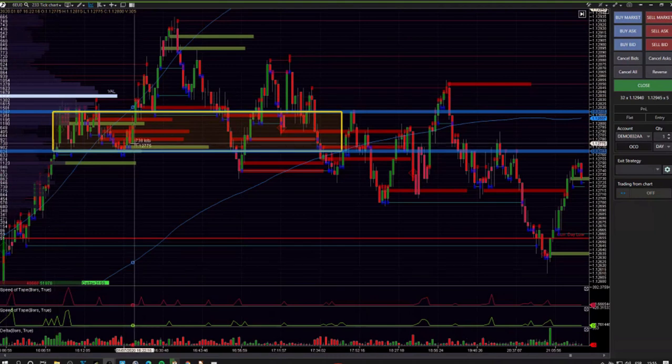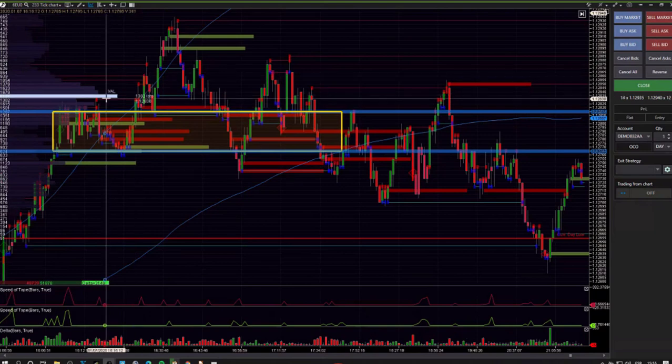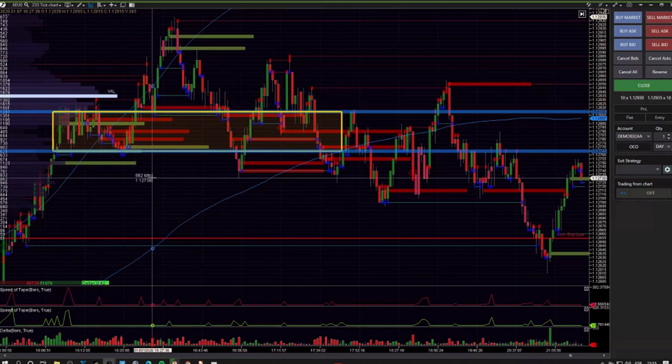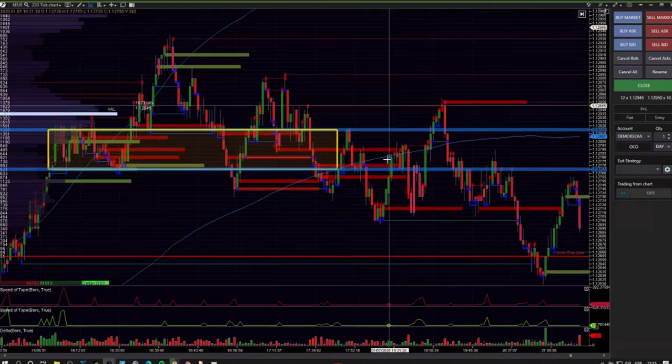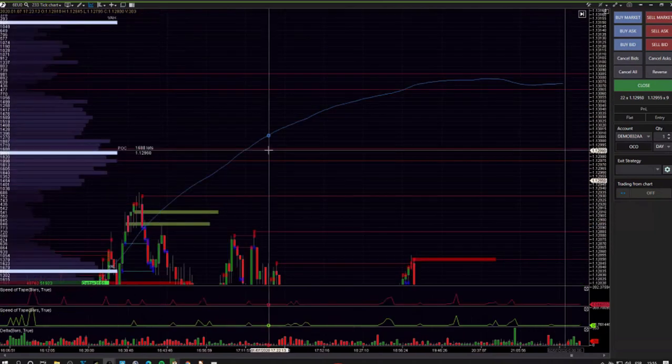So what happens when prices go outside these value areas? They move very fast because they probably have no resistance at all. That's the importance of volume here. That's why I use it.